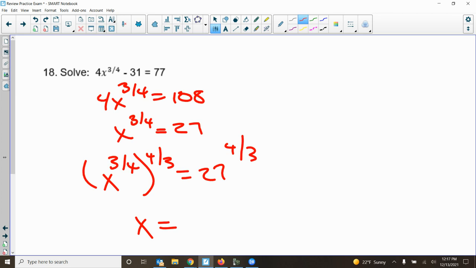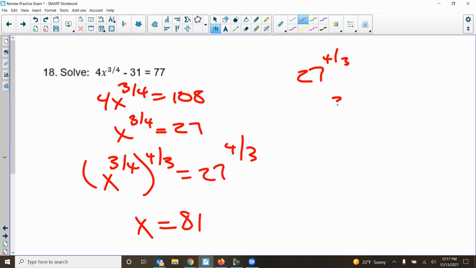What's the cube root of 27? 3. And what's 3 to the 4th? 3 times 3 times 3 times 3 is 81. So x is 81. That makes that. Okay.